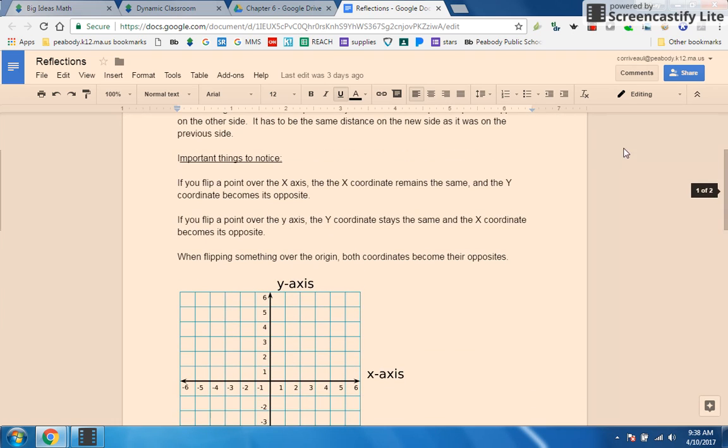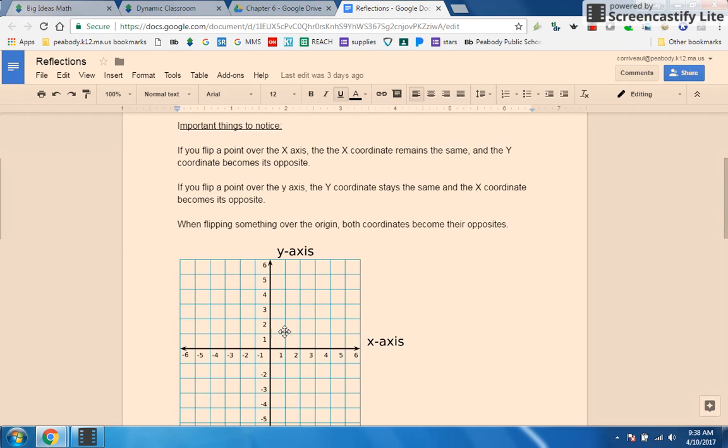So important things to notice: if you flip something over the x-axis, which is the horizontal one, that means that the x-coordinates are going to stay exactly the same and the y-coordinate becomes its opposite. So if the y-coordinate was like a -2, it would become a +2. If the y-coordinate was a +4, it would become a -4. But the x-coordinate, which tells you how far right or left, would stay exactly the same.